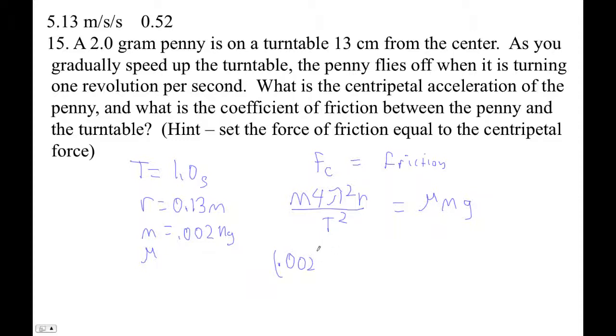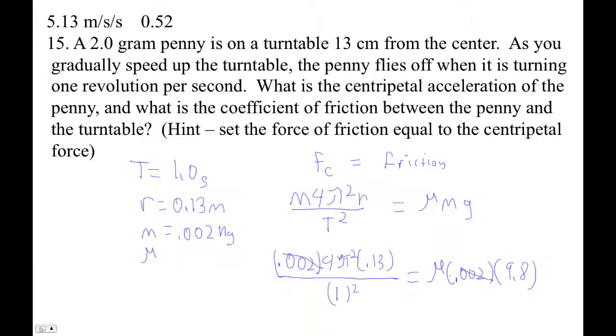0.002 times 4 pi squared times 0.13 divided by 1 squared, right? 1 revolution per second, or 1 second per revolution, it's the same thing, right? And then that equals mu, which we don't know, times 0.002 times 9.8. Okay? Notice that the 0.002 cancels out.